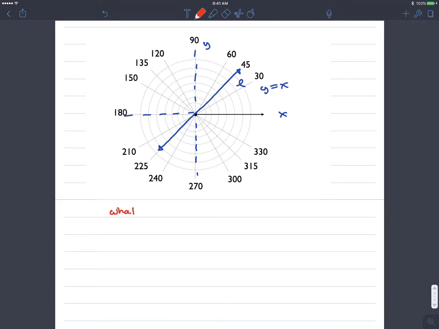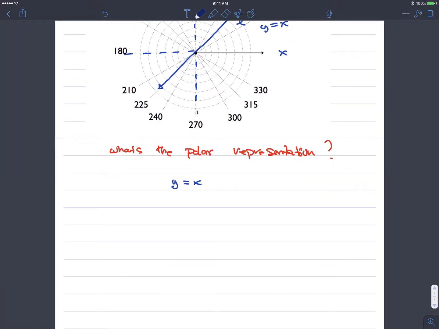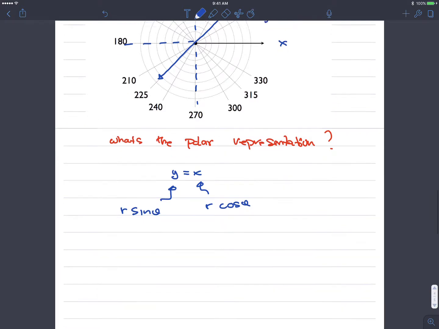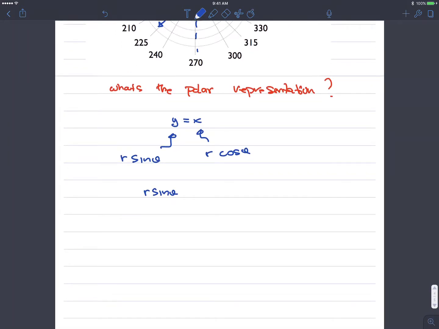So start with y is x. Okay, we know y is x. What else do we know about these variables? What do I replace the y with? r sine theta. What do I replace x with? r cosine theta. So you have the equation r sine theta is r cosine theta. Okay, you guys okay with that? Now at this point you might say to me, what do I do with this?